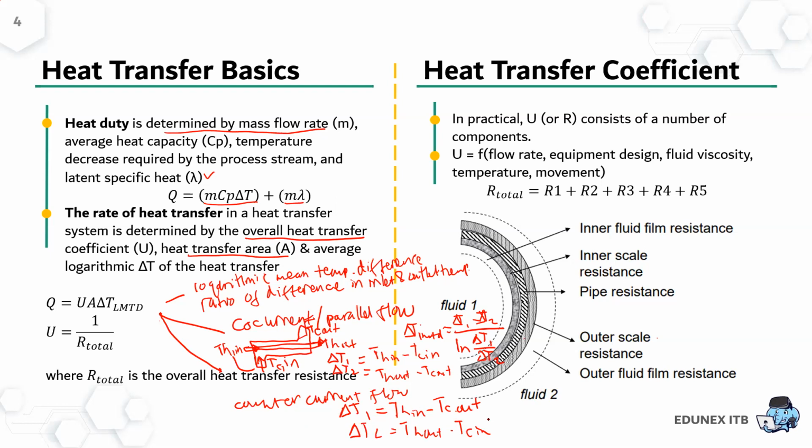Okay, so considering this, you have to calculate the rate of heat transfer based on these two types of flows. And after you calculate the delta T LMTD, you also have to calculate the cross-sectional area, or the heat transfer area, and you have to consider the overall heat transfer coefficient, where the overall heat transfer coefficient is actually based on the, what is R in here?